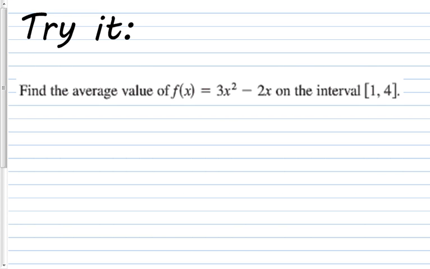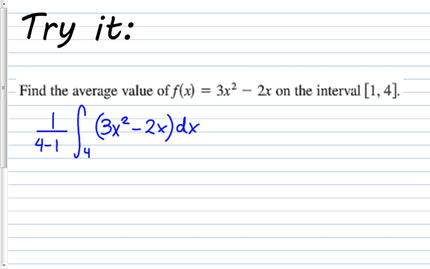All right, I'm going to try it. Go ahead. This would be a good time to pause this and do it. Okay, so hopefully you did try it on your own and you got 16. So 4 minus 1, and then the integral of 3x squared minus 2x dx, and then 3x squared minus 2x, from 1 to 4.